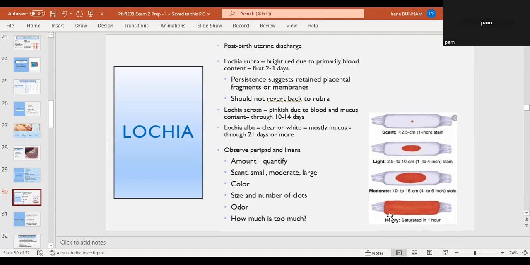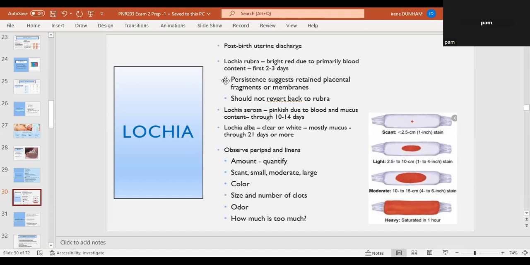So you can see how this really helps to have this down pat, where you have light, from like 2.5 to 10 centimeters here. Okay, so that's from 1 to 4 inches. All right, and that's a big Kotex pad. And then here you have scant. That's like a 1 inch. So this would help quantify what kind of bleeding you have. So that helps the doctor to know what he needs to do.